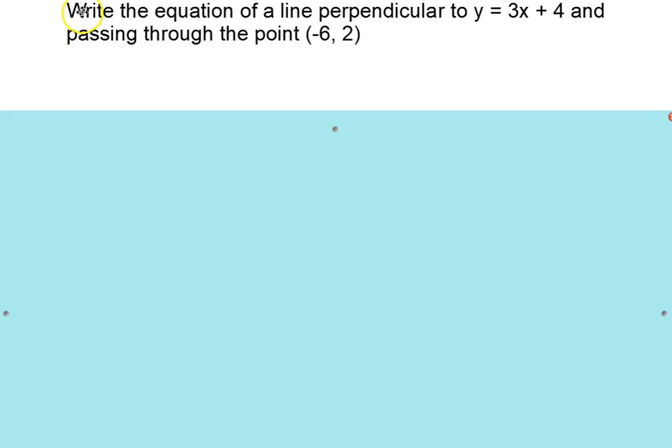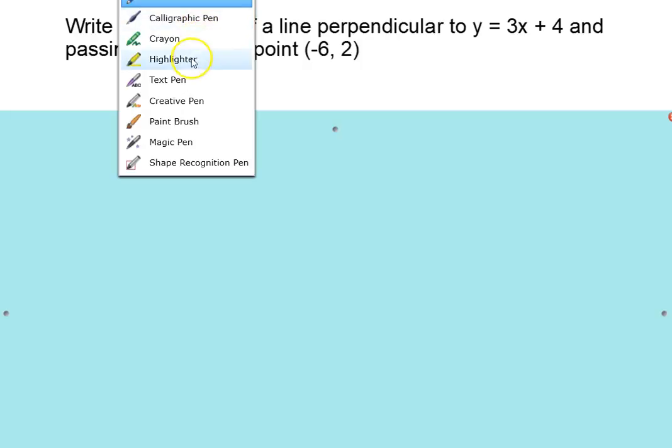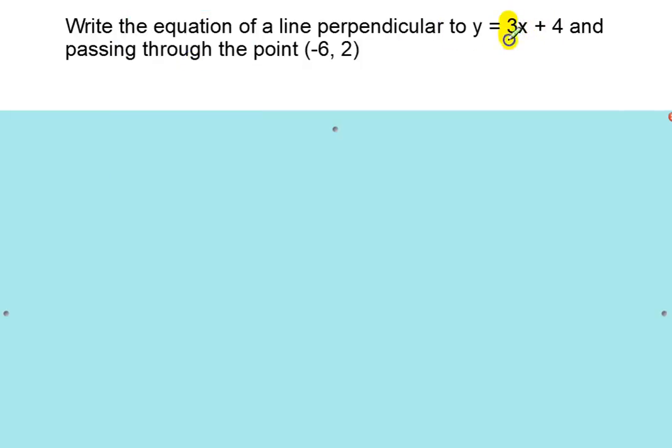It says, write the equation of a line perpendicular to y equals 3x plus 4. Well, when they tell me perpendicular, I still need to look at this slope, right? It's a slope of 3. But my new line is going to have a slope that's the opposite and the reciprocal of 3. So 3 looks like 3 over 1. So I'm going to do the reciprocal. That makes it 1/3. And I need to make it the opposite, which makes it -1/3.